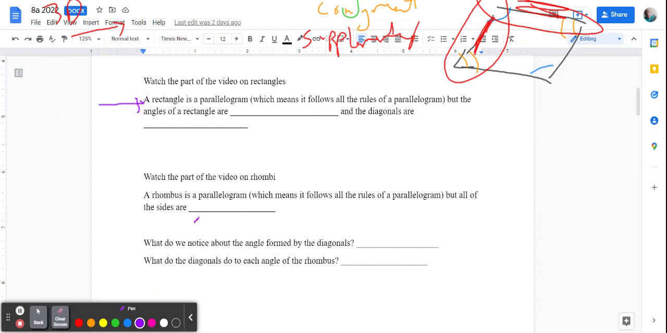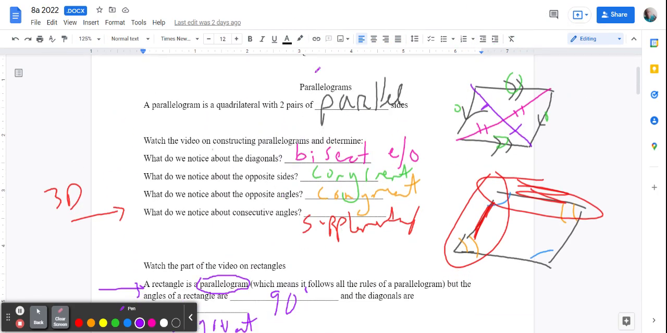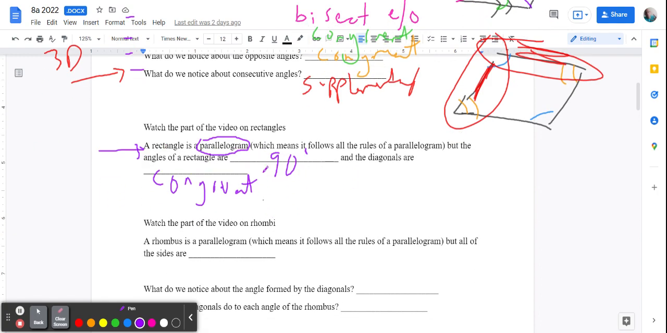For rectangles, a rectangle is a parallelogram. All the angles of a rectangle are 90 degrees, and the diagonals are congruent to each other. Now, I must say that a rectangle is a parallelogram, meaning that it fits all these other rules. It fits all these rules here, but in addition, the angles of a rectangle are all 90 degrees, and the diagonals are congruent to each other.